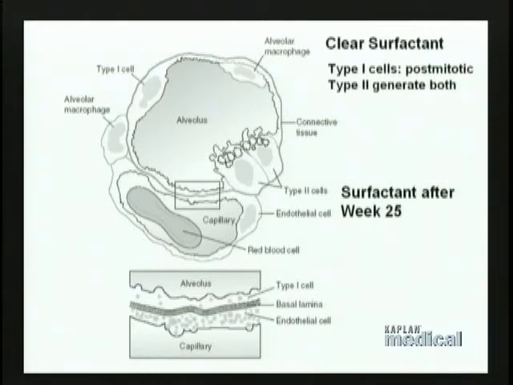Their job is to trap airborne particles, as well as clear surfactant from the luminal surface of the epithelium. Finally, in terms of regeneration, type 1 pneumocytes, once generated, are postmitotic. So it is left up to the type 2 pneumocytes to generate both new type 2 cells as well as new type 1 cells.